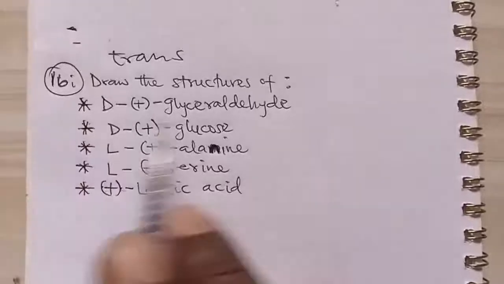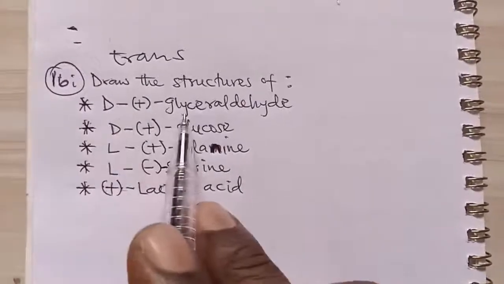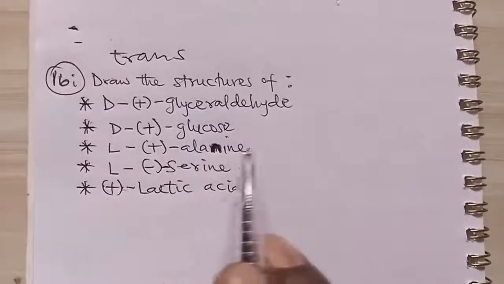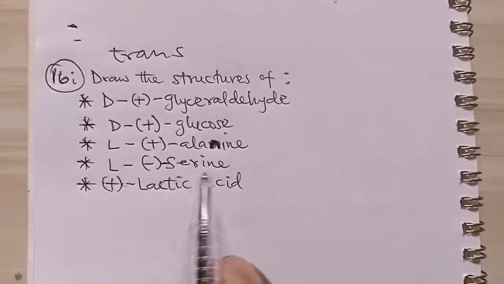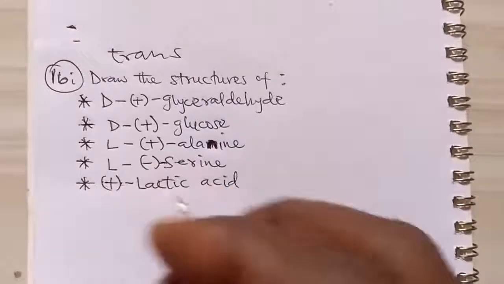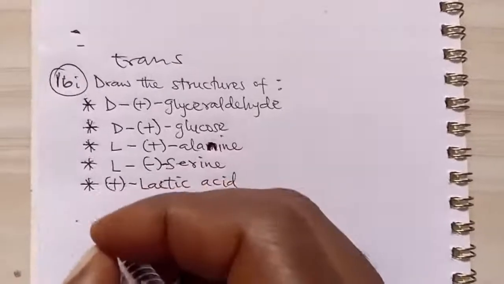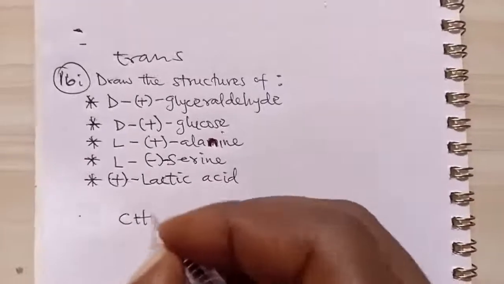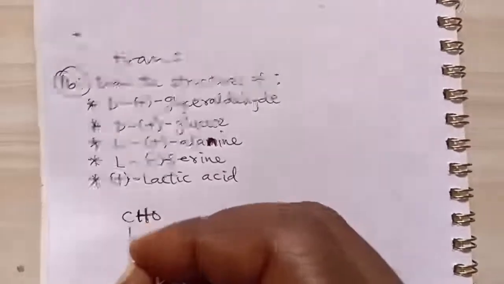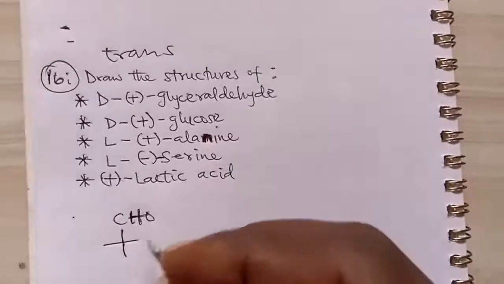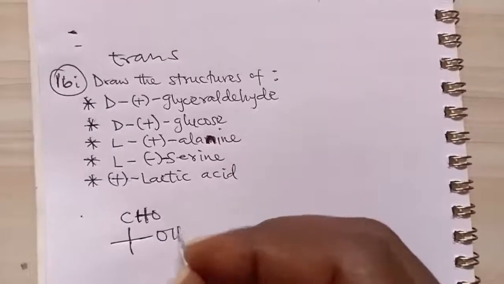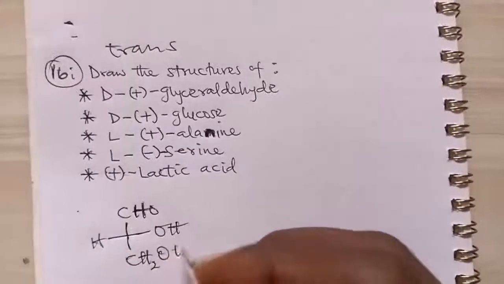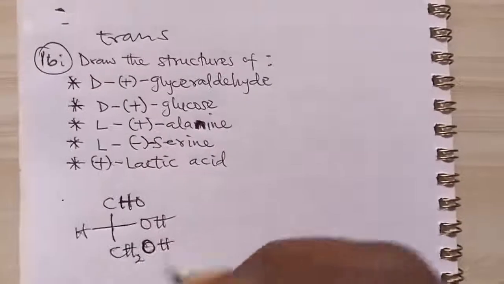Number 1b(i) says draw the structures of D plus glyceraldehyde, D plus glucose, L plus alanine, L minus serine, and lactic acid. Let's begin with the first one, D plus glyceraldehyde. Hearing aldehyde, you know the functional group, so we just draw it. Then here we have OH, here we have H, and here we have CH2OH. So, this is the formula.